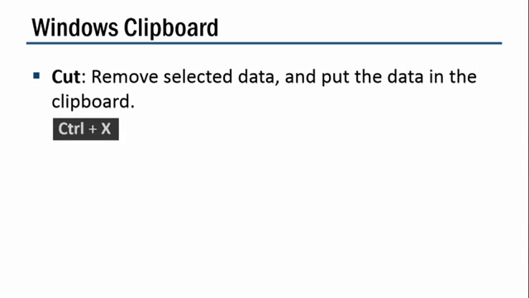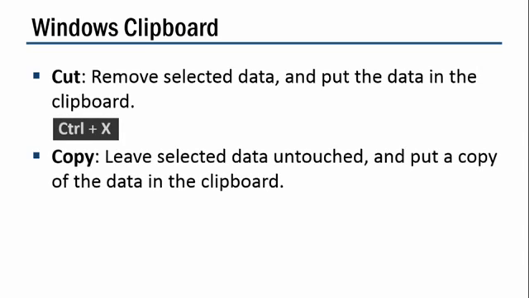Kind of similar to cutting is copying. And copying takes whatever data you have selected, files, text, whatnot. It leaves the document or the file untouched, but it simply puts a copy of that in the clipboard. And the shortcut for that is Control C. Now, once you've cut or copied, you have data in the clipboard. And keep in mind, the clipboard holds only one thing at a time.